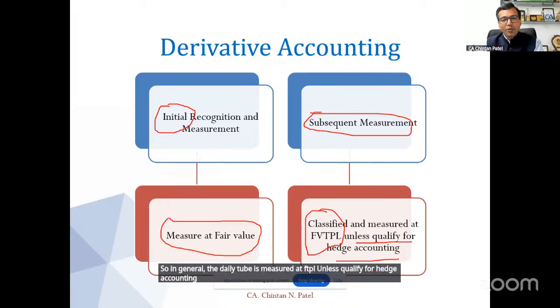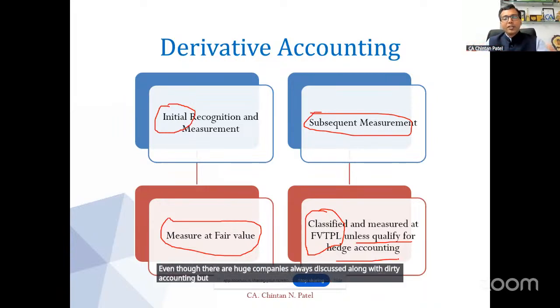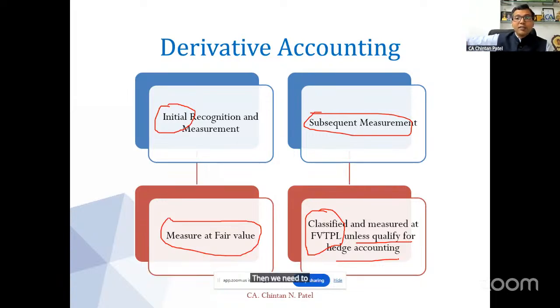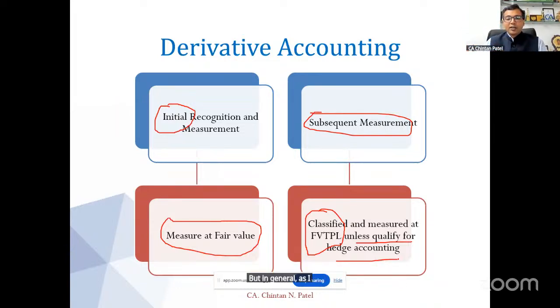When we talk about hedge accounting, we will discuss how these both are relevant. Even though hedge accounting is always discussed along with derivative accounting, they are completely different accounting. A derivative contract is to be accounted as per these particular requirements, but it may not qualify as a hedge. If it qualifies for a hedge, then we need to look at the conditions and criteria, and how it is classified: is it a cash flow hedge, a fair value hedge, or a hedge of a net investment in foreign operations? But in general, as I mentioned, it is classified and measured at FVTPL.